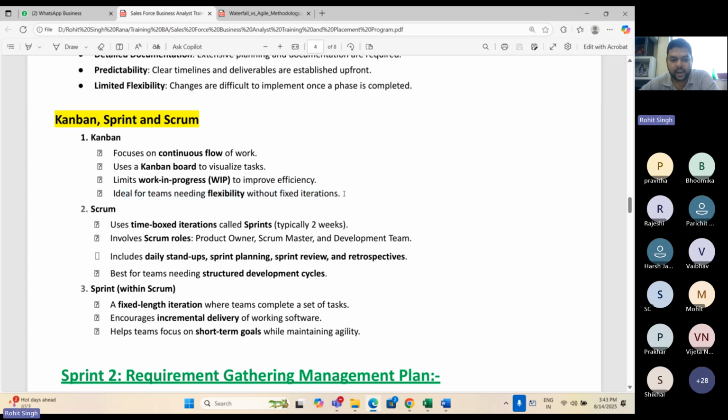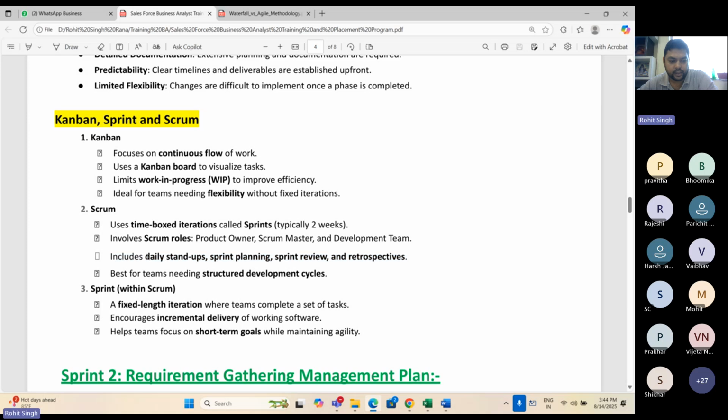Wherein we can entertain changes at any given point of time. We keep on working for continuous improvement. We use Kanban boards and look for the continuous flow of work because we can always check, update and change the flow of work so that we can match the due date of the sprint. That's Kanban. Scrum means, there are different Scrum ceremonies.